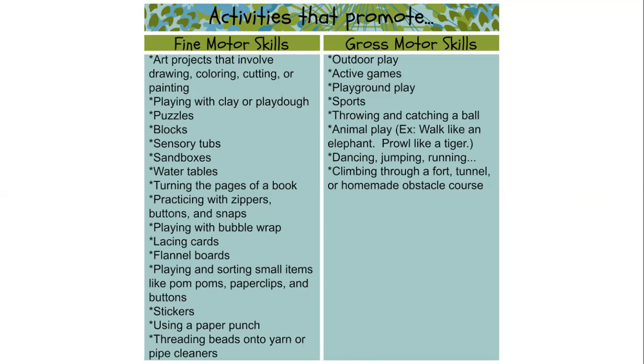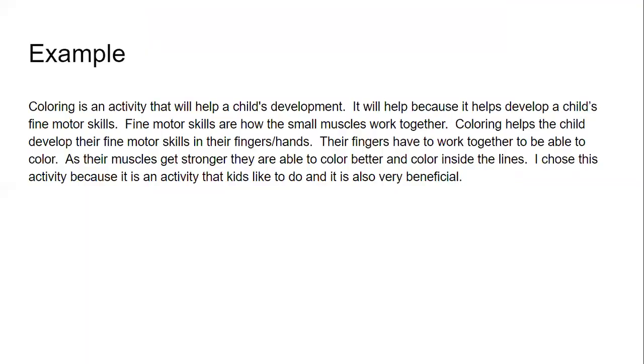So as we think about how we are going to answer this question, we need to think about what type of activities would be good for that physical growth. And this is a perfect list of activities to kind of help you with that. And then you need to think about, out of these activities, what age groups are they good for? And so the example that I came up with is I take that sentence starter and I say coloring is an activity that will help with the child's development. And we're specifically talking about physical development.